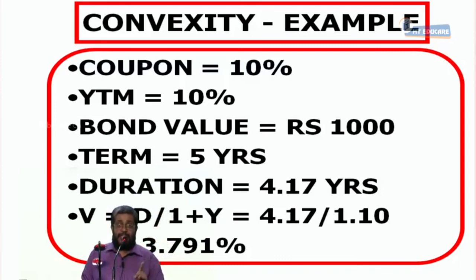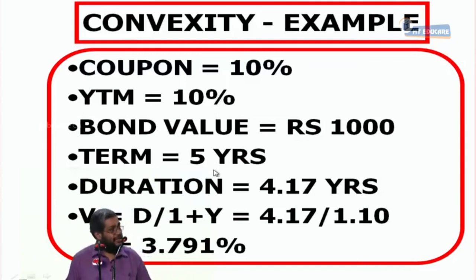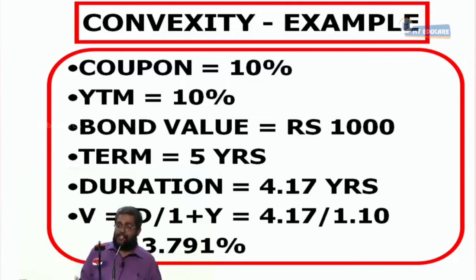What is the meaning of 3.791%? When YTM changes by 1%, the bond price inversely changes by 3.791%. In this formula, I assume the volatility to be constant. At all YTM, is it 3.791? No. When the YTM tomorrow becomes 11%, this will not be the volatility, yes or no? It is not constant, because volatility itself depends on the YTM. That is a mistake we are making, and only convexity adjusts for it.